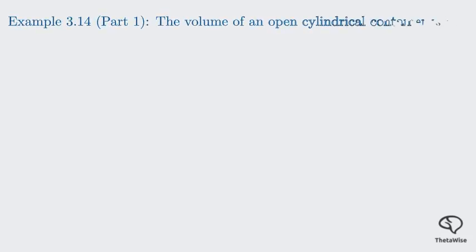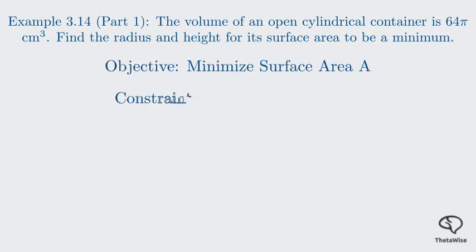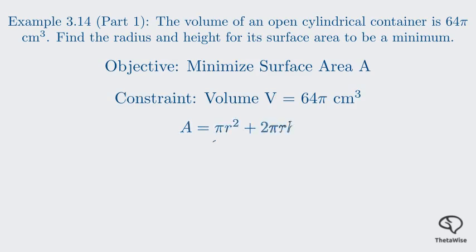Part 1 asks for the radius and height of an open-top cylinder that minimizes its surface area, given a fixed volume of 64 pi. First, the objective. An open cylinder has a bottom circle and a side. So its surface area, A, is pi r squared plus 2 pi r h. The constraint is the volume V, which is pi r squared h, and it must equal 64 pi.